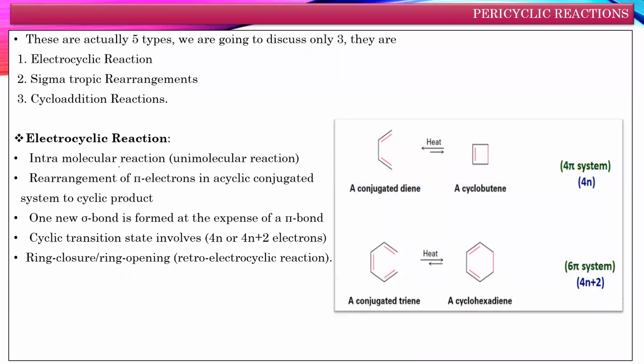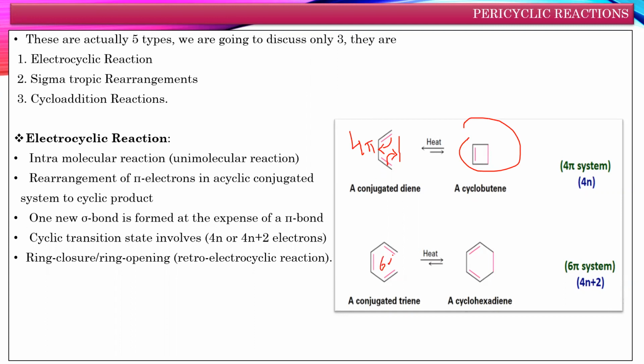Here we go. The first one is the electrocyclic reaction, which is an intramolecular reaction, a rearrangement of pi electrons in an acyclic conjugated system to a cyclic product. One new sigma bond is formed at the expense of a pi bond. A cyclic transition state involves two systems, right? Ring closing, ring opening, retro-electrocyclic reaction. It is an intramolecular reaction; inside, the pi electrons go here and this pi bond contributes to the sigma bond formed here, and this will form this type of ring. This is called a 4-pi system. 4-pi system means 4 pi electrons.